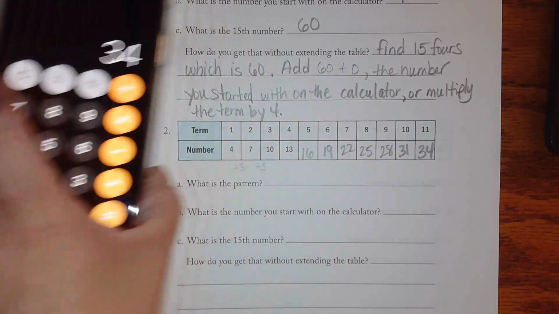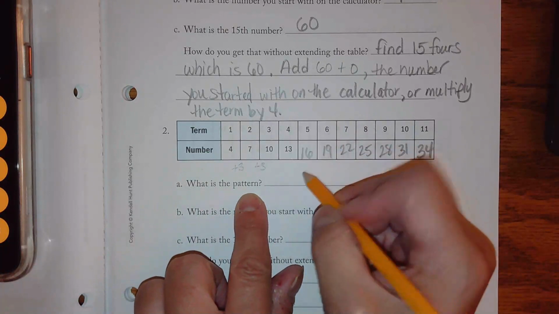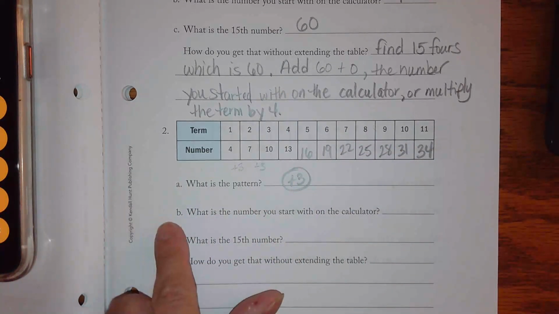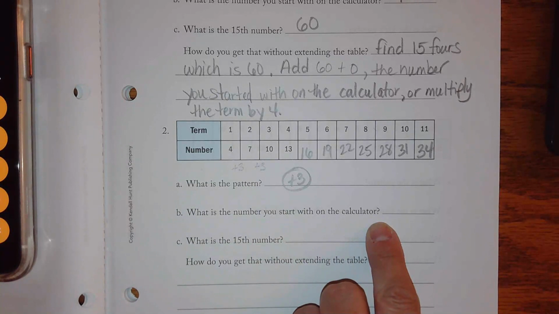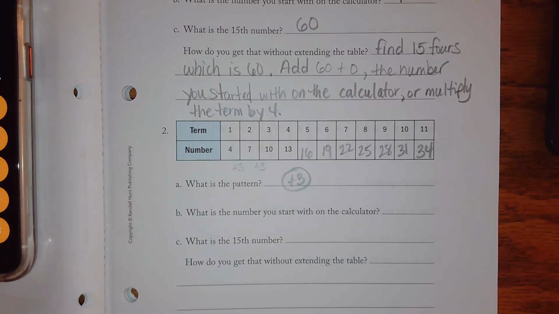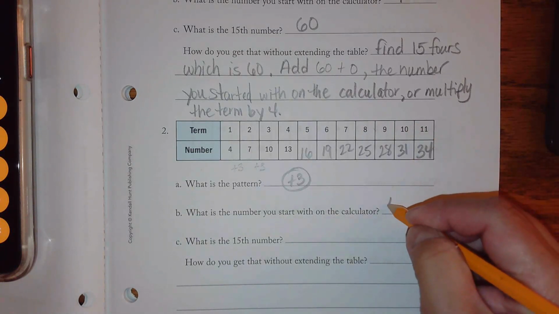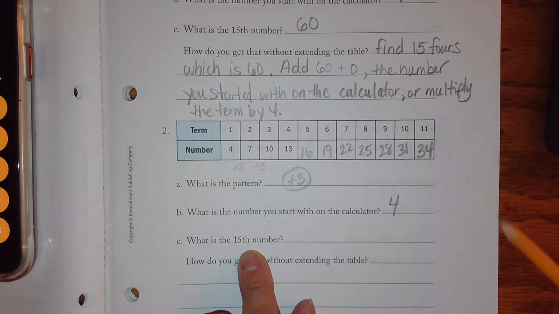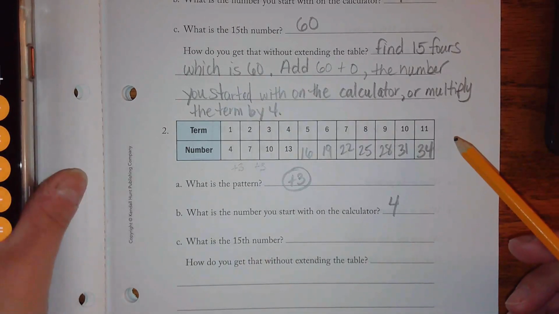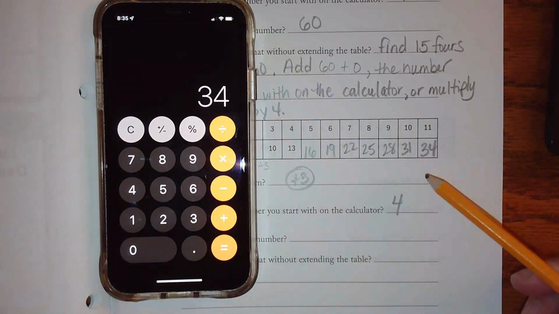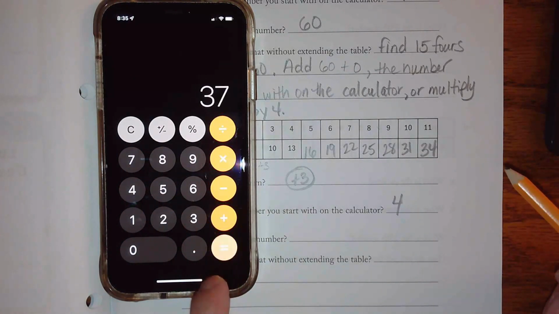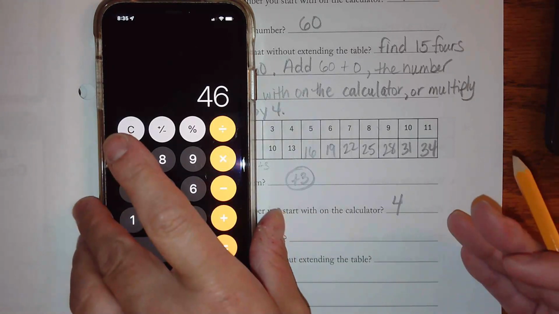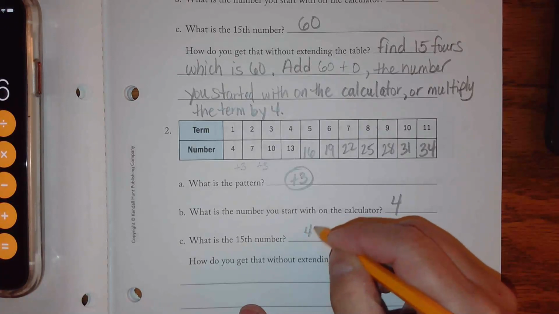So let's answer those same questions. What is the pattern? The pattern is going up by 3. What is the number that you're starting with on the calculator? You could say you're starting with the number 0 or the number 4, depending on how you want to do that. The 15th number in the pattern is going to be, to continue, we know we're going up by 3, and that's 34. So we're going to say this is going to be the 12th number, 13th number, 14th number, 15th number. So the 15th number turns out to be 46.